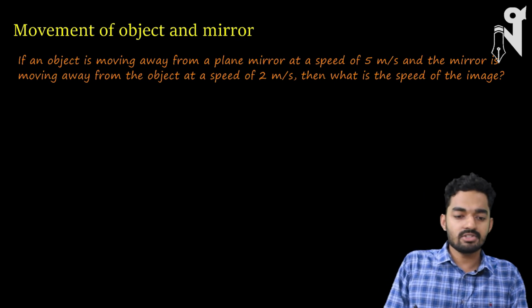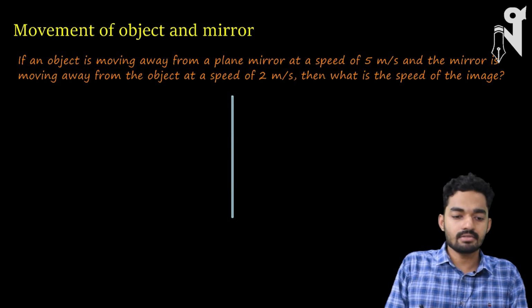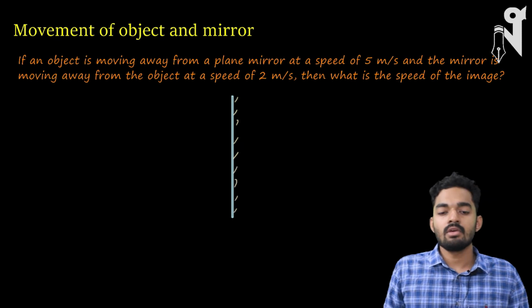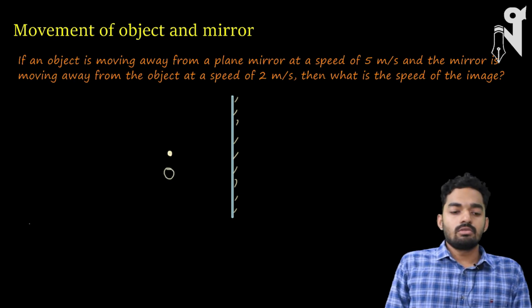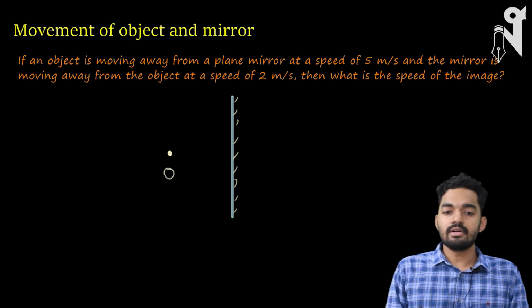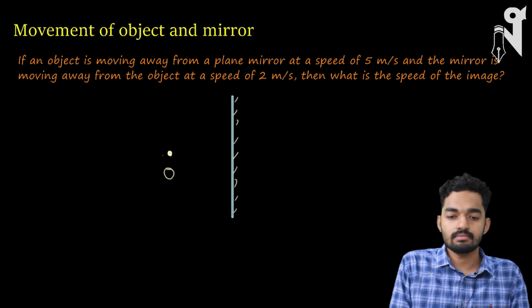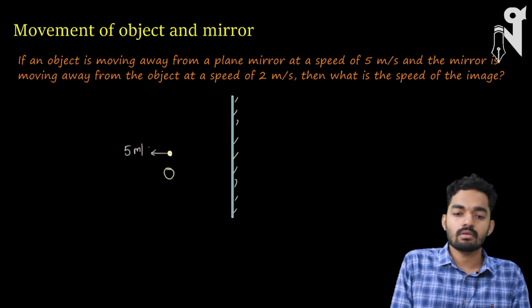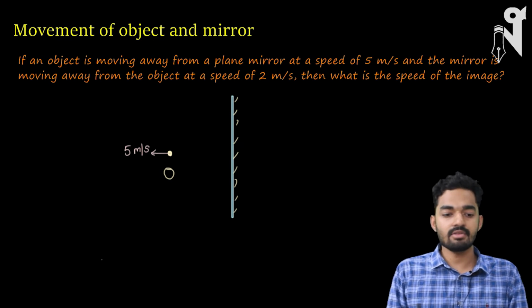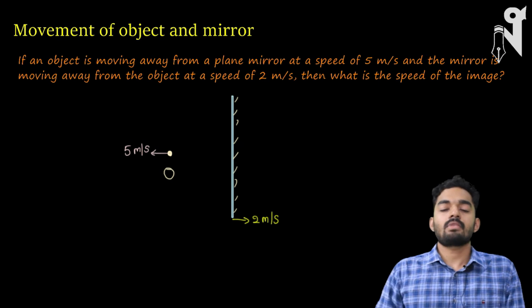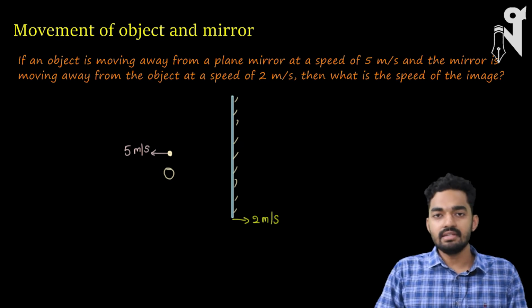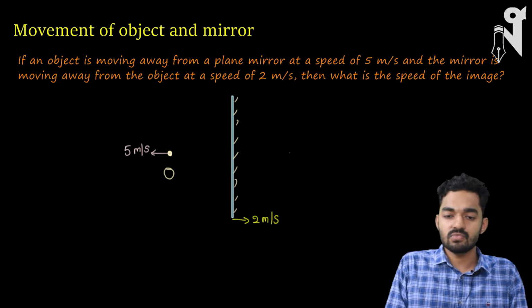So let me draw the mirror first. So we have a mirror like this. Let's say this is the silver coated side, and we have an object over here. So this object is moving away from the mirror at a speed of 5 meter per second, and this mirror is moving away from the object at a speed of 2 meter per second. So we have to find out what is the speed of the image. The image will be somewhere over here, and we need to find the speed of it.